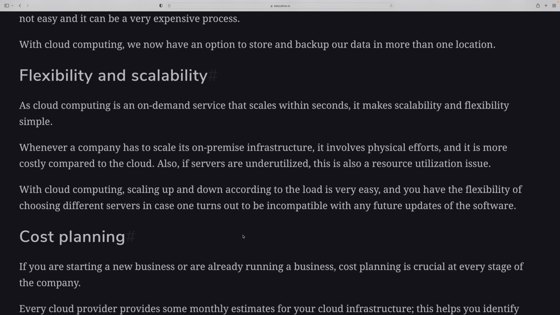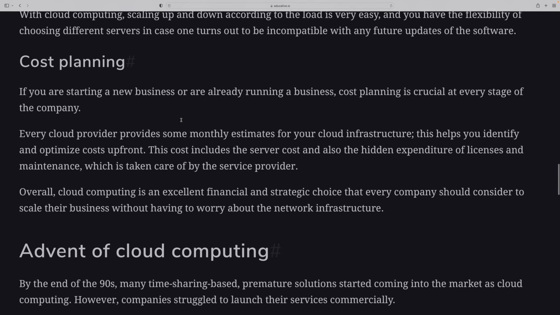You have the flexibility of choosing a different server, in case of churn, which is impossible on-premises where the future may be incompatible with any future updates of software. So what I'm trying to say here is flexibility and scalability in cloud are very easy. If you have more load or traffic, you can increase the server. If you don't, you don't. So it's on demand.